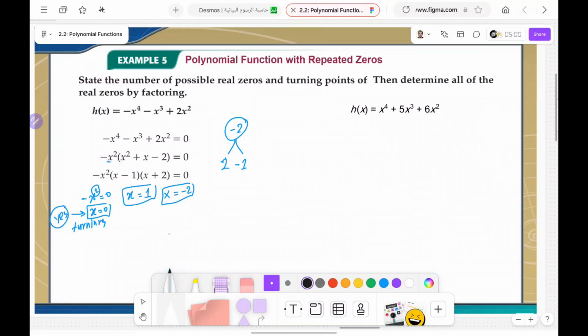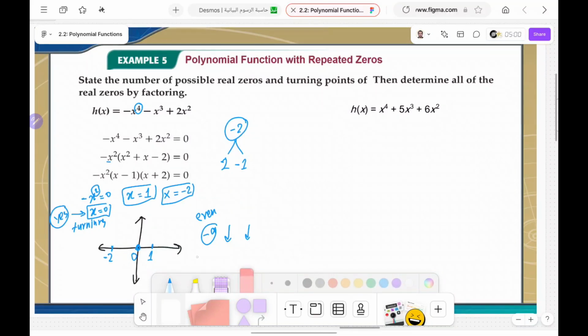Now if I need to graph or sketch this function, the first point should be x equals 0. The second point is x equal 1. The third point should be x equal -2. Now look at the power. The power here is even. So if it's even, it starts up, ends up, right? But a here is negative, so it should start down, end down.